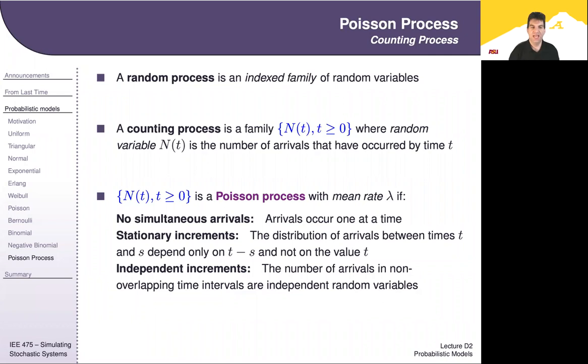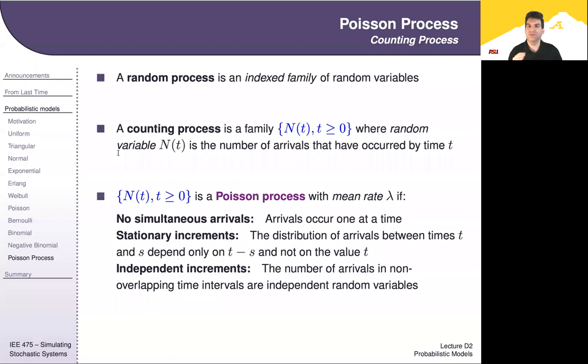And a counting process is specifically a family of random variables where the random variable for each particular time, each particular element of the index, is the number of arrivals that have occurred by that time. And so that example that I just gave you about arriving at a restaurant, that is a so-called counting process. Now, a Poisson process is a special type of counting process.